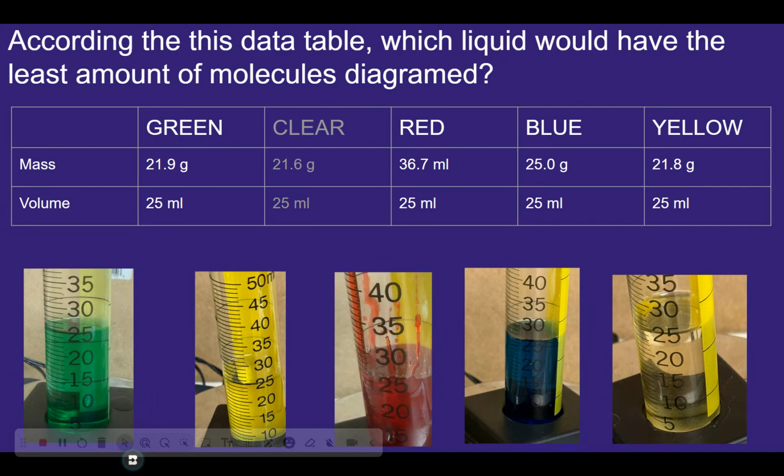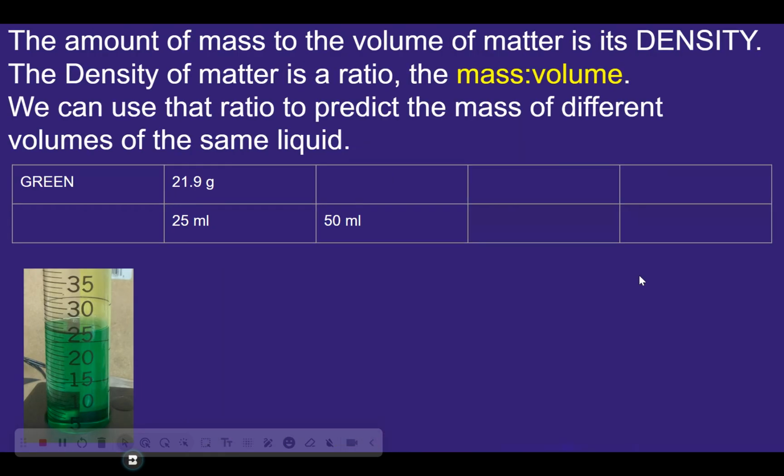According to the data table, which liquid would have the least amount to be diagrammed? The clear, because its mass is the lowest, right? We can compare mass when the volume's the same. So the amount of mass to the volume of matter is its density. The density of matter is a ratio of mass to volume. We can use that ratio to predict the mass of different volumes of the same liquid, right? Just like we did with the density cubes.